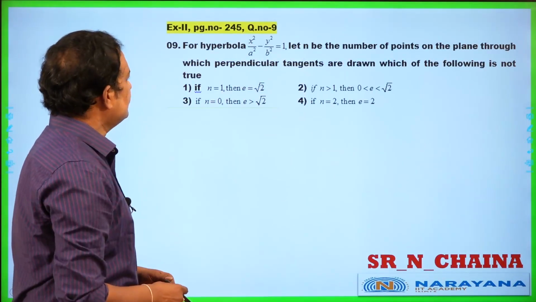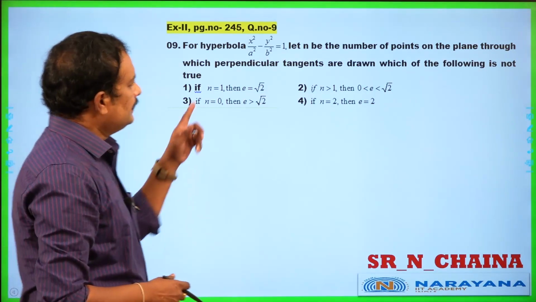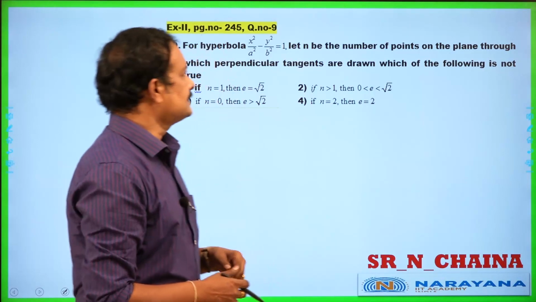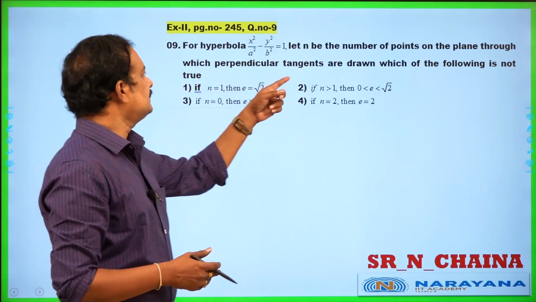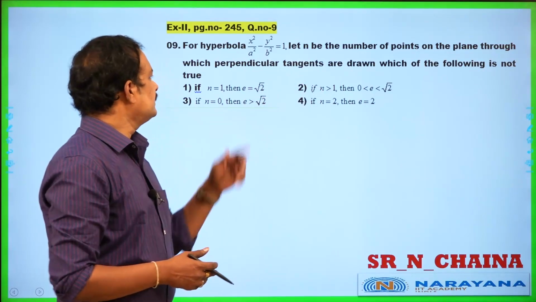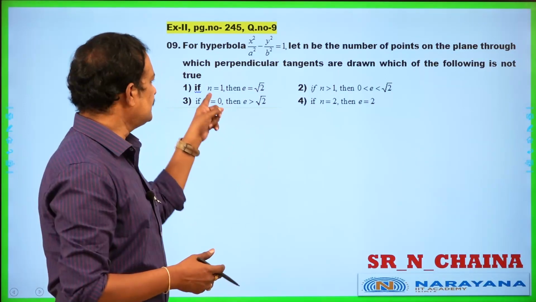Okay, now in this case, for the hyperbola x²/a² - y²/b² = 1, n is the number of points on the plane through which perpendicular tangents are drawn. Then which of the following is not the correct one, something like that. Okay, now let's go for this.